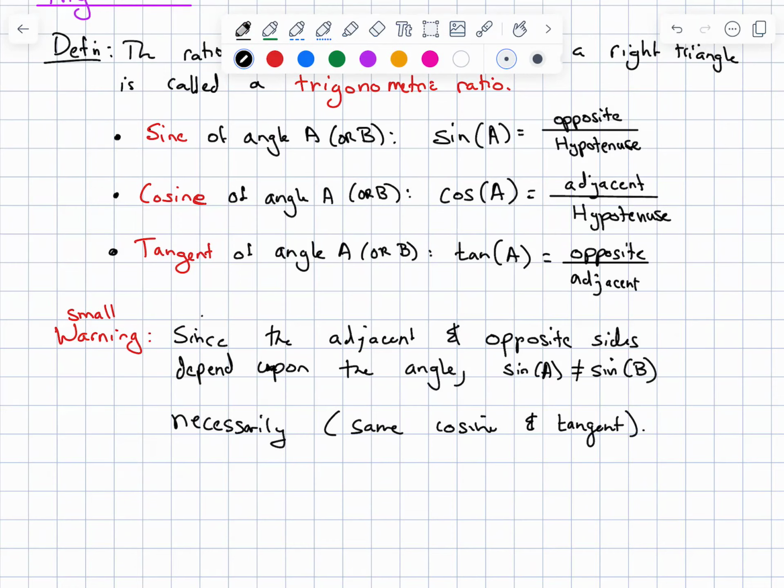So what I'm trying to say here is that sine of A is not equal to sine of B. There is one situation where that will be true: when you have a right triangle with two 45-degree angles, at which point A and B are the same. But that is the only case where that happens. Sine of A is not equal to sine of B in general. So just because you found sine of A does not mean you know what sine of B is, just so we're clear.